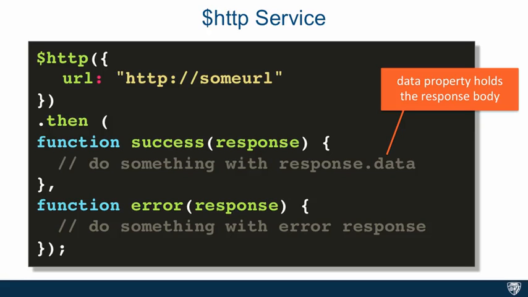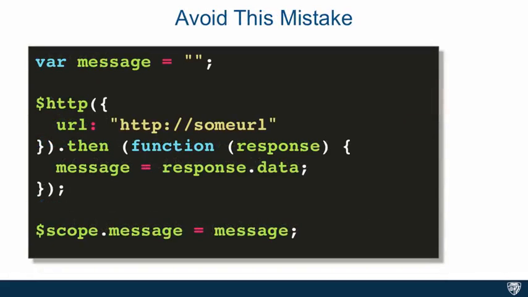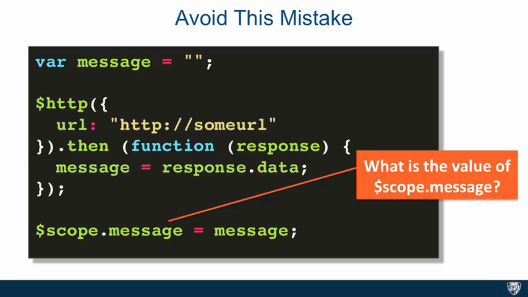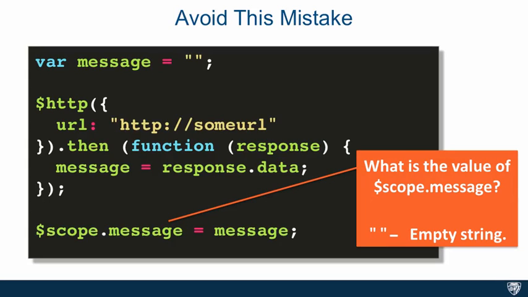Before we move on and look at some coding examples, let me warn you to avoid a fairly common mistake. A fairly common mistake goes something like this. If you look at the slide, it starts with declaring a local variable called message as an empty string. Then we call the HTTP method, providing some URL, and then we successfully resolve it, and set our local message variable to the response.data. Then we take the scope object and create a message property on it, initializing it to the value that the message holds. So what would you say is the value of the $scope.message? If you guessed an empty string, you are correct.